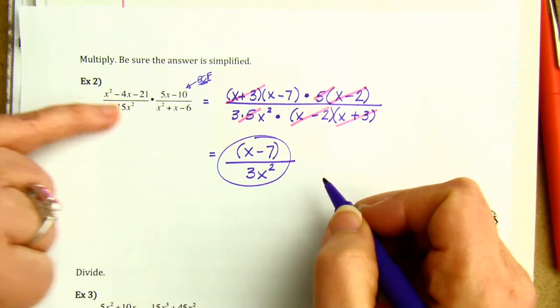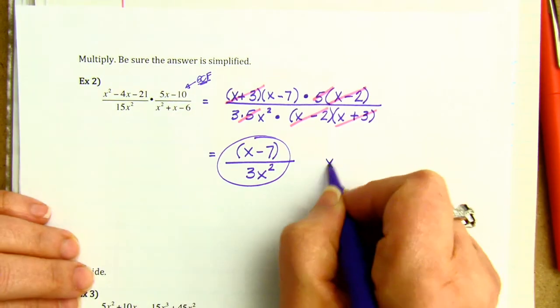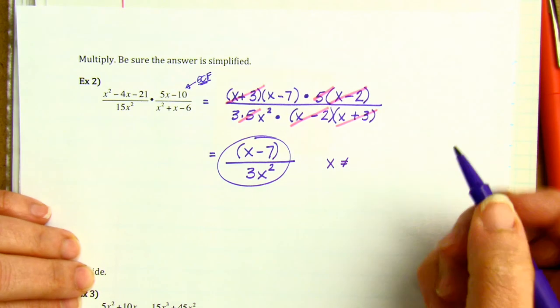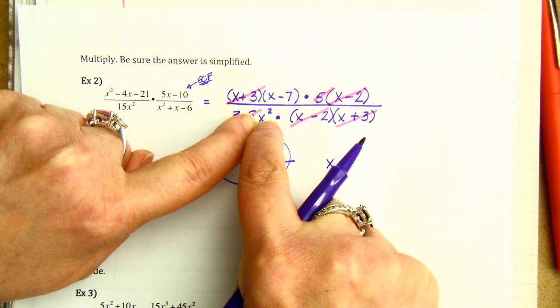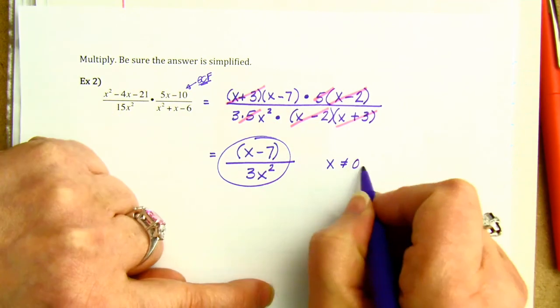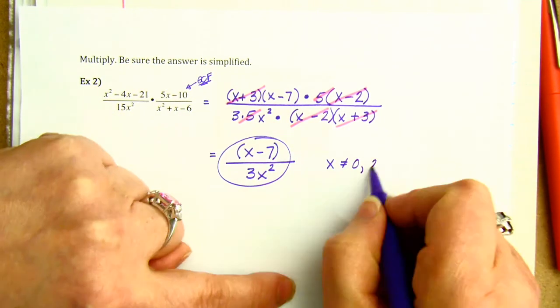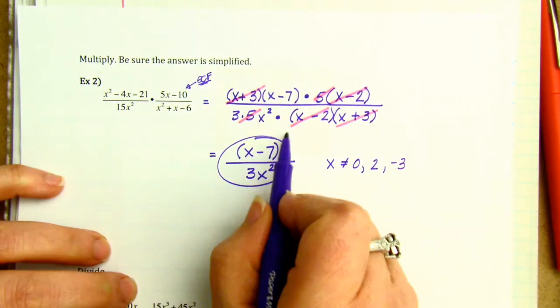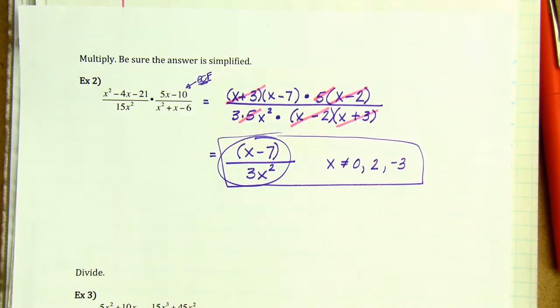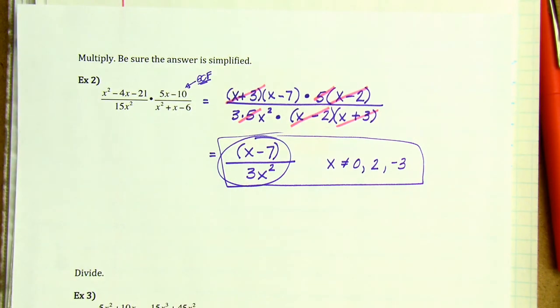I only have x as a variable, so I'm going to say x is not allowed to equal 0 here, right? If I put a 0 in there and square it, multiply it with everything, x can't be 0 there. X can't be positive 2 here. X can't be negative 3 here. So there's my simplified answer along with my denominator restrictions. If you have questions on that, please let me know.